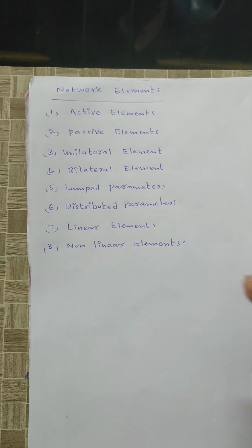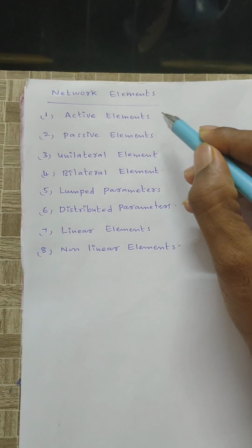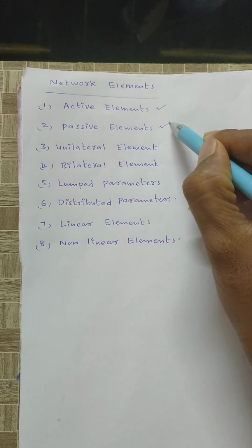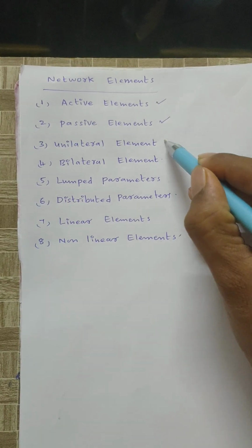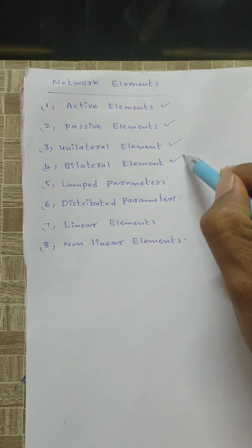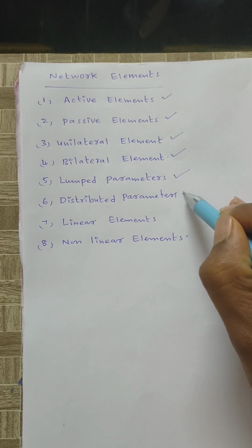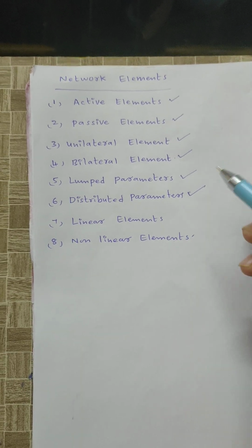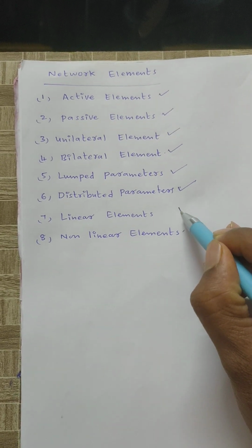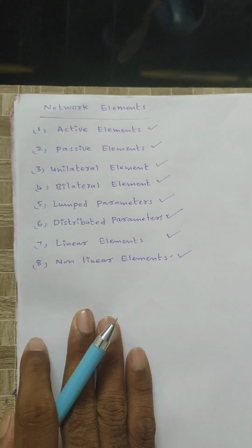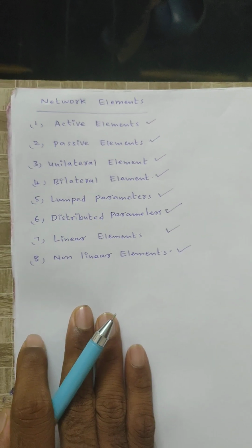Now I would like to discuss network elements. Network elements are classified into majorly 8 types. First one is active elements, second is passive elements, third is unilateral elements, fourth is bilateral elements, fifth is lumped elements or lumped parameters, sixth is distributed elements or distributed parameters, seventh is linear elements, eighth is non-linear elements. Now we will discuss each and every one clearly.